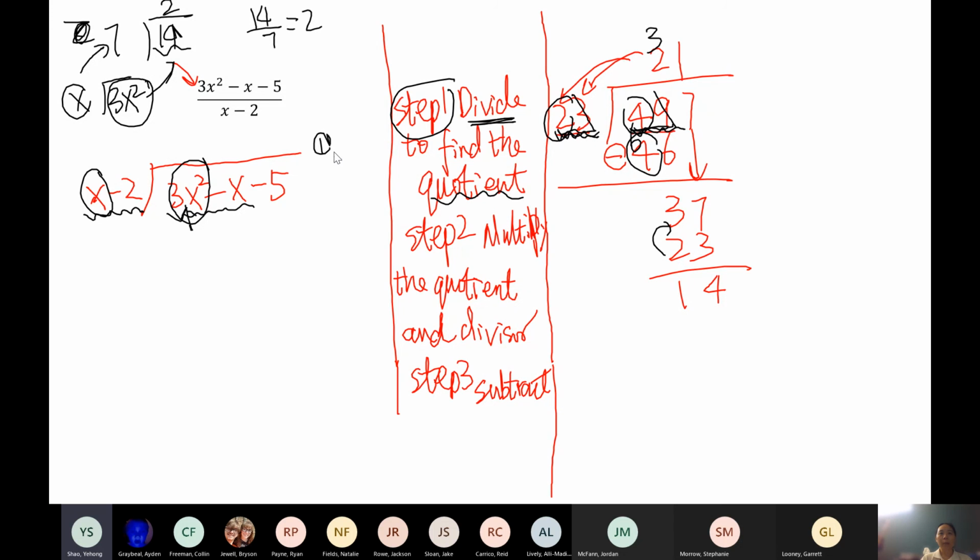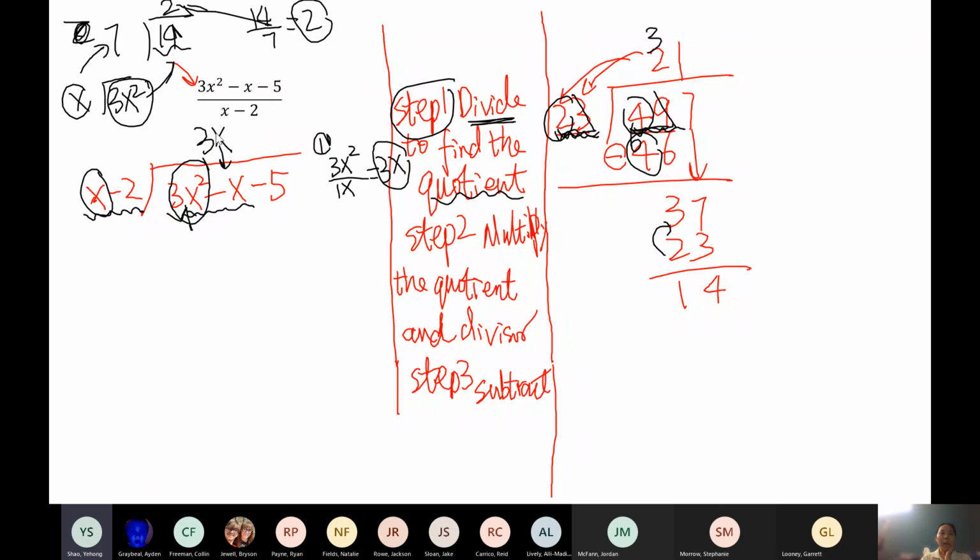So step 1, I'm going to take 3x squared divided by x. And we learned this before the first exam. We do 3 divided by 1 here, which is 3. x squared divided by x is x. So it's sort of like doing 14 divided by 7 gives you 2. So 3x goes on the top. Okay, so if you don't know where to put 3x, it goes up top here. Usually you line it up with the second term.